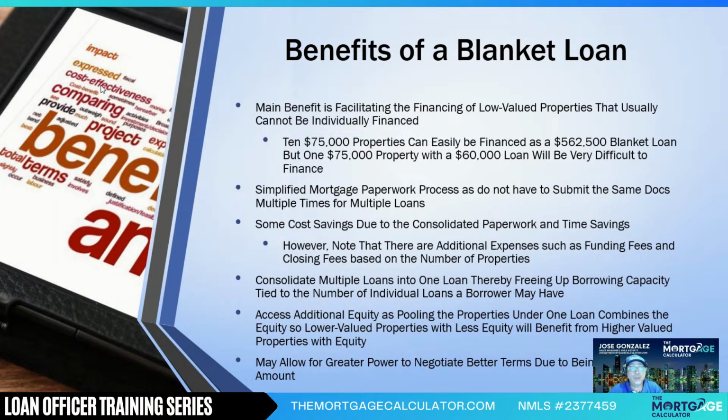Now, this is going to allow you to consolidate multiple loans into one loan, thereby freeing up borrowing capacity tied to the number of individual loans a borrower may have. Wow, that's a mouthful. But what do we mean by that? Okay, let's say you're dealing with Fannie Mae, right? And Fannie Mae, I think, may say you can't have more than 10 properties financed, right?